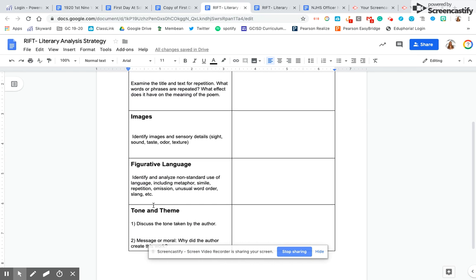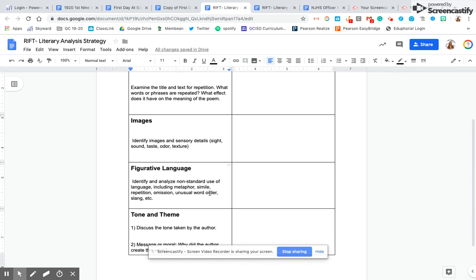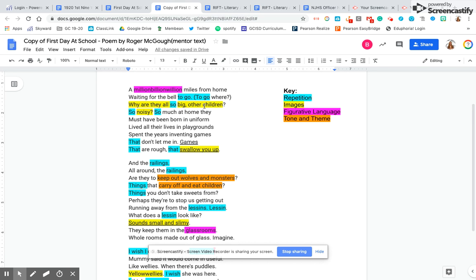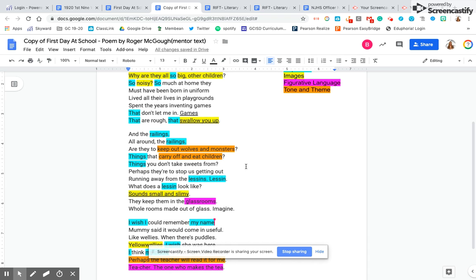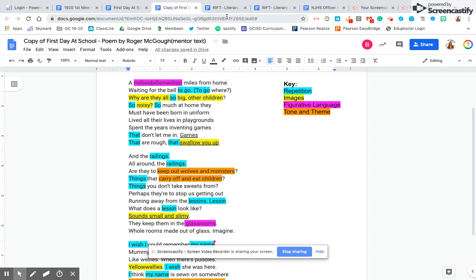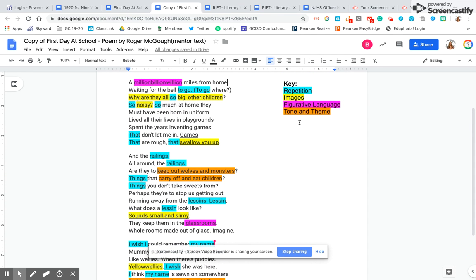You can go back and remind yourself that this is where you'll identify and analyze non-standard use of language, including metaphors, similes, repetition, omission. You don't necessarily have to do the repetition since we already did that for R. And also unusual word order. I will go ahead and tell you that this poem does not have a lot of metaphors and similes, but it does have a lot of unordinary, incorrect English spelling.